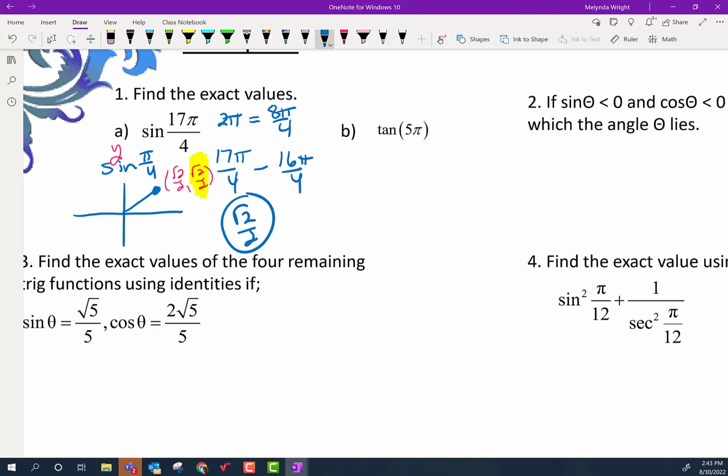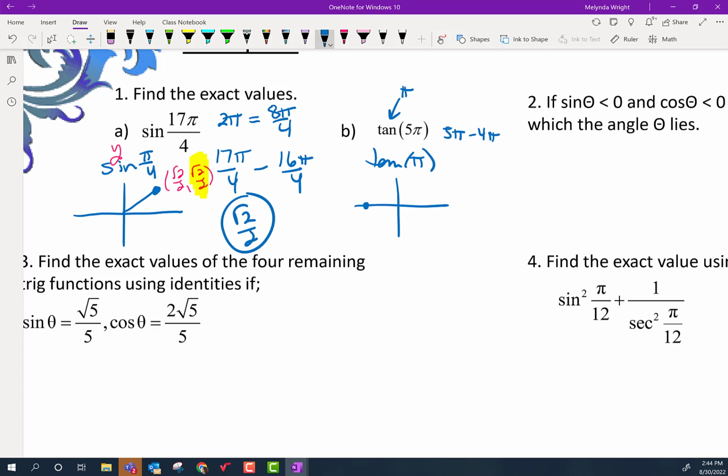Are we okay? Okay. So let's work on the next one, tangent of 5 pi. It's got too many rotations on it again. Tangent has a period of pi. So I could take off 4 pi's, right? Are y'all okay with that? I could take off 4 of those, and that would leave me tangent of pi. Okay, so that's right here.